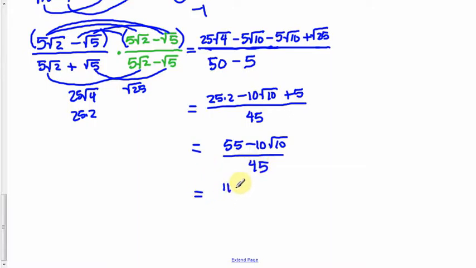So it would be 11 minus 2 root 10. Now notice you don't touch what's under the radical though, do you? Okay, because it's different, it's special. And 5 goes into 45 9 times. Okay? I think it does. Did I do it right? Okay.